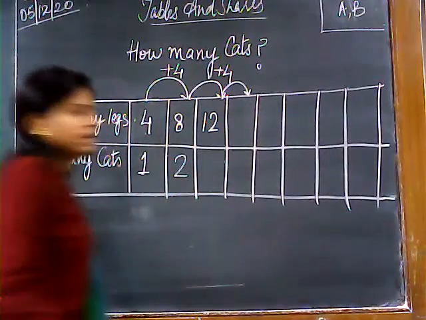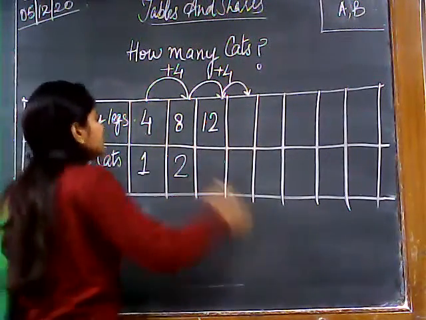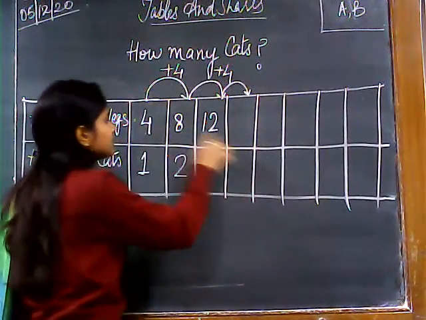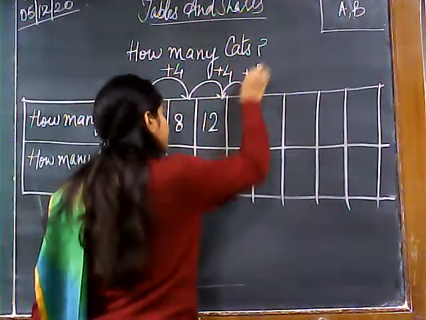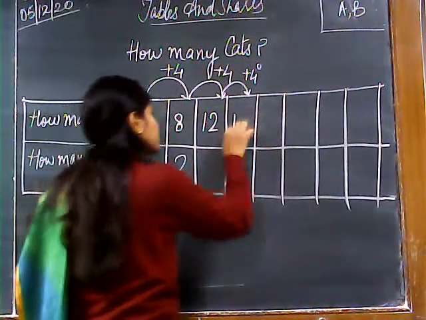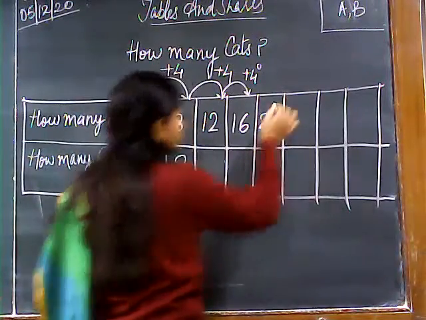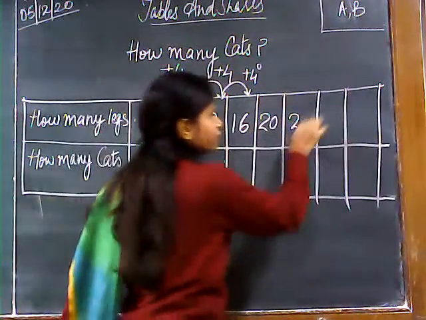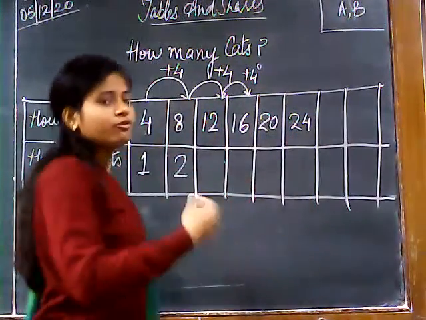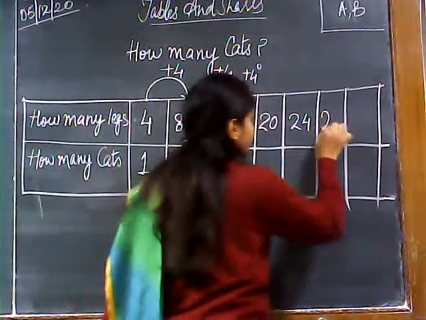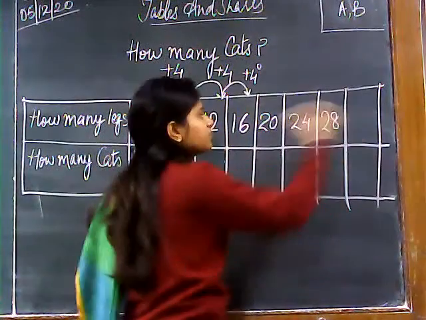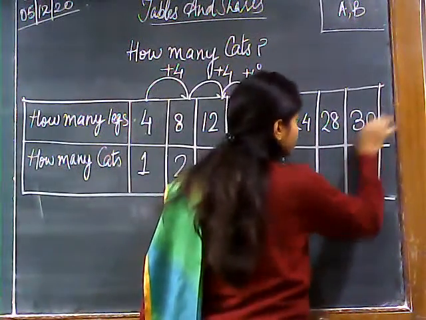So continuing in the same pattern, we will add another 4. 12 plus 4 gives 16, 16 plus 4 gives 20, 20 plus 4 gives 24, 24 plus 4 gives 28, 28 plus 4 gives us 32, right?